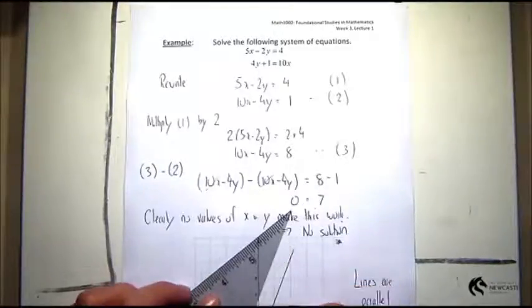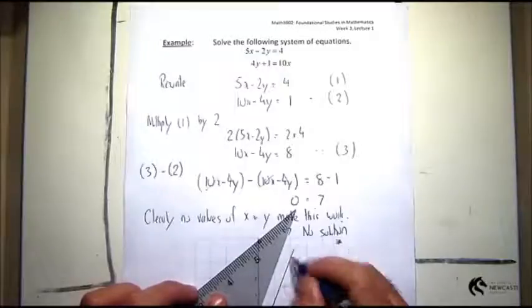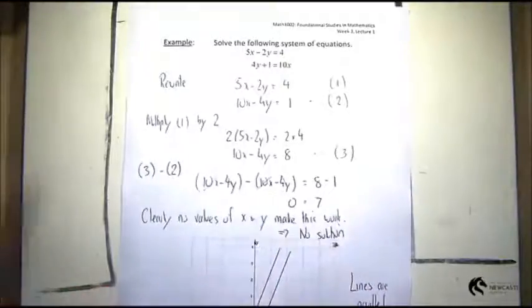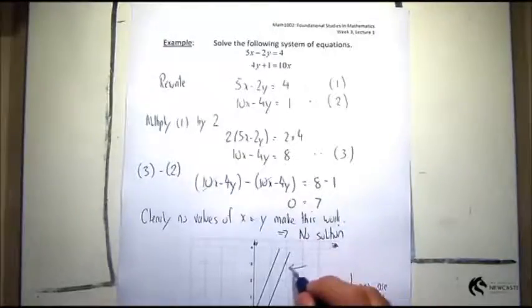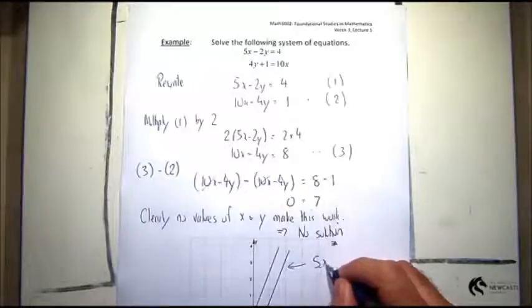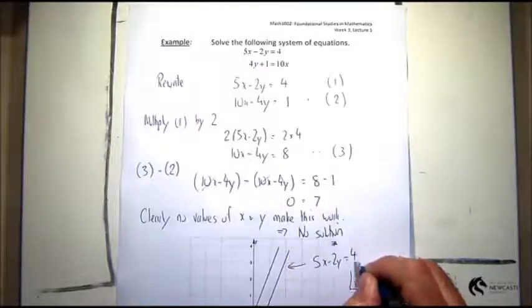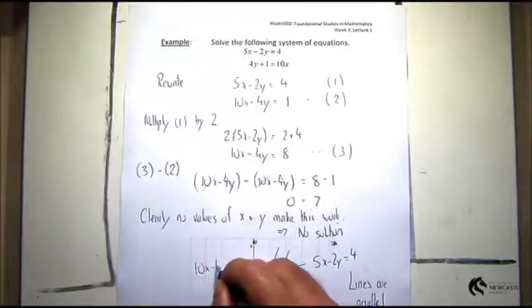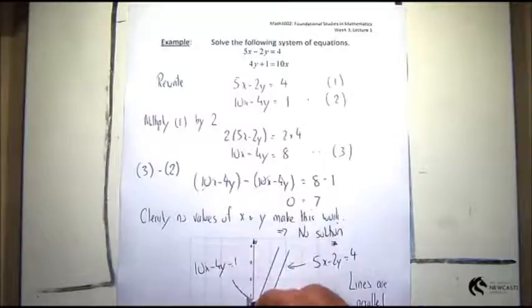And the other one goes about here. It's a bit hard to... But they actually look something like that, in fact, in this case. So this line here is 5x minus 2y is equal to 4. This line is 10x minus 4y is equal to 1. And clearly, there is no value of x and y that lies on this line and that line.